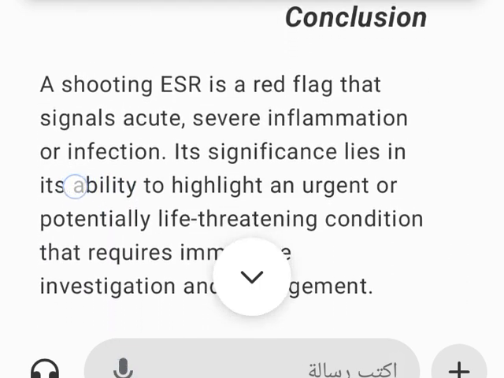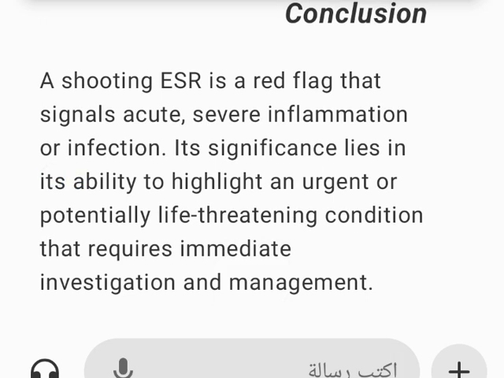Conclusion. A shooting ESR is a red flag that signals acute, severe inflammation or infection. Its significance lies in its ability to highlight an urgent or potentially life-threatening condition that requires immediate investigation and management.